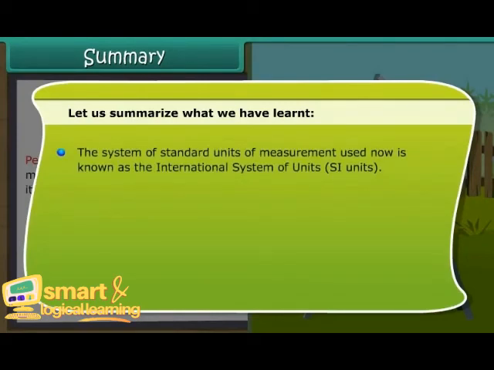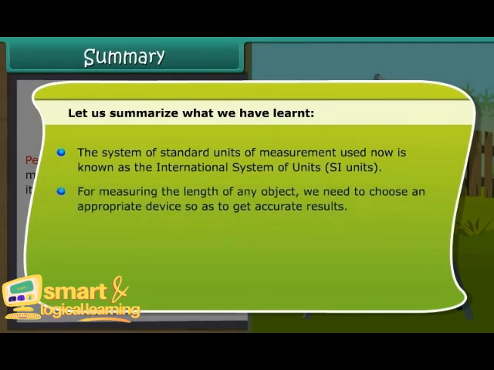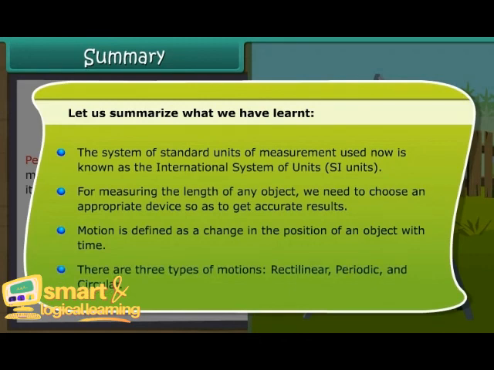The system of standard units of measurement used now is known as the International System of Units, or SI units. For measuring the length of any object, we need to choose an appropriate device so as to get accurate results. Motion is defined as a change in the position of an object with time. There are three types of motions: rectilinear, periodic, and circular.